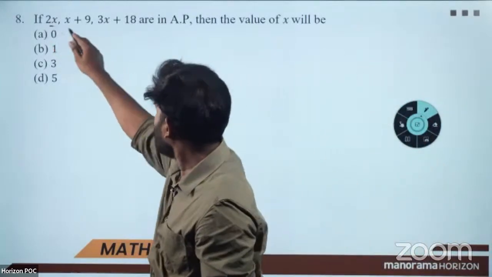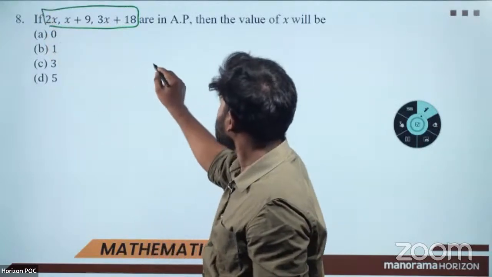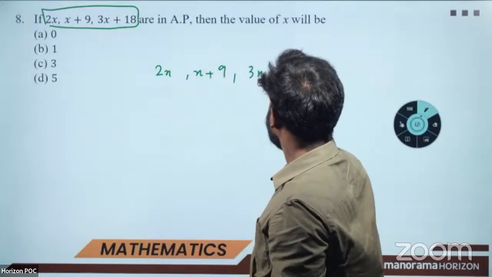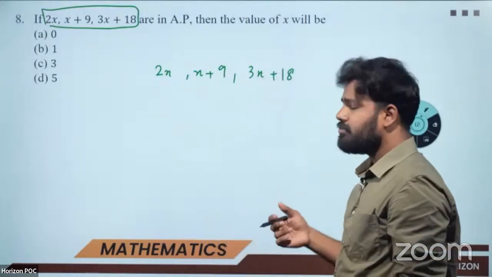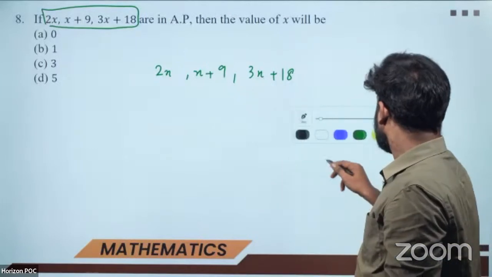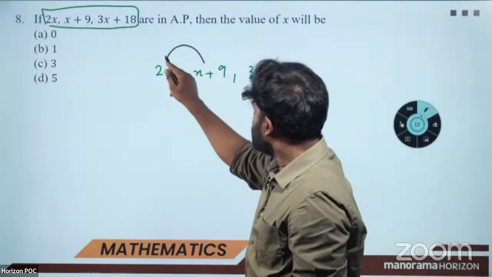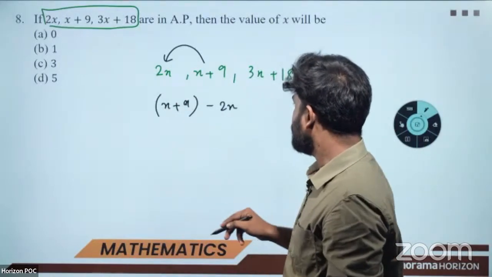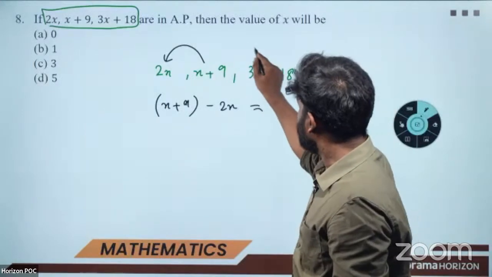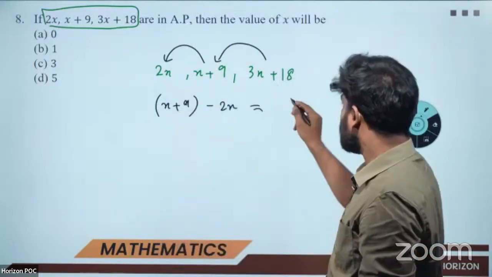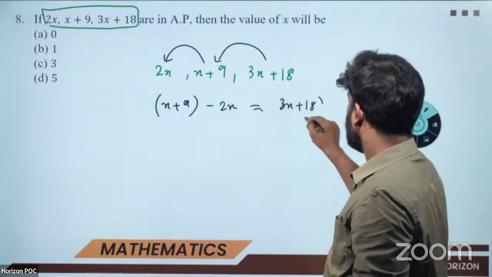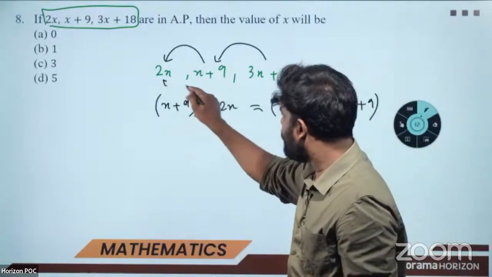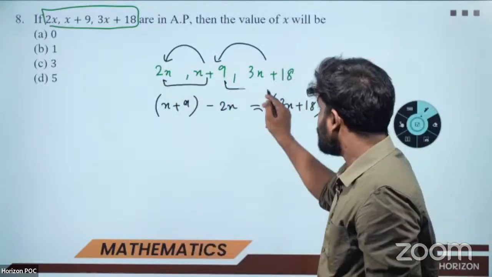So 2x, x plus 9 and 3x plus 18, right? So I'm just writing that down here, 2x, x plus 9 and 3x plus 18. So these three are in AP or in arithmetic progression. So what is the difference between these two? It will be x plus 9 minus 2x, right? Yes. That will be equal to, what is the difference between the third and the second term? That is 3x plus 18 minus x plus 9. So these two will be equal. Yes, this is the difference between the first two terms. And this is the difference between the next two terms.